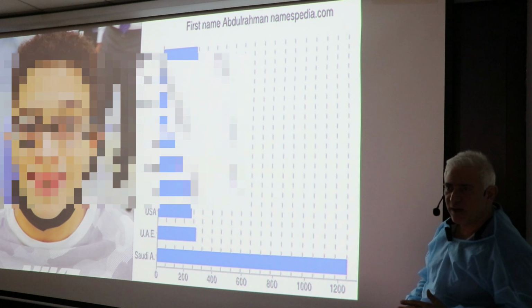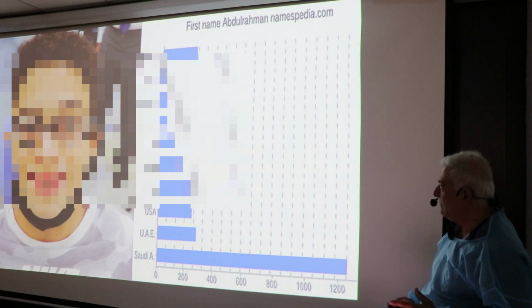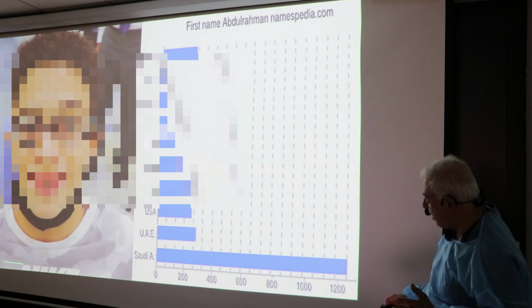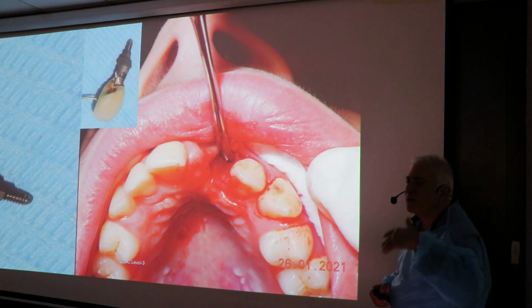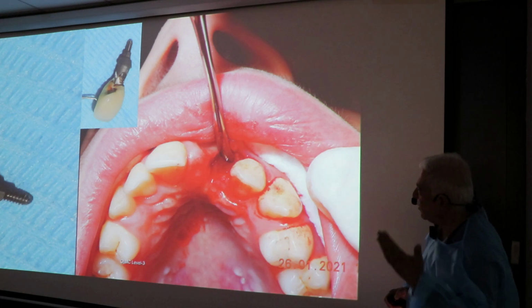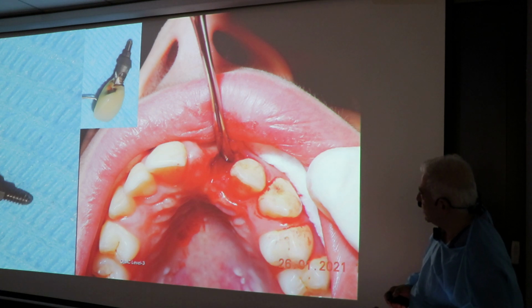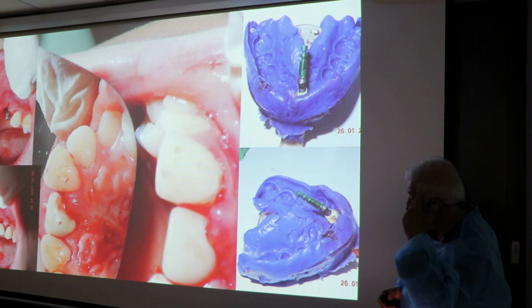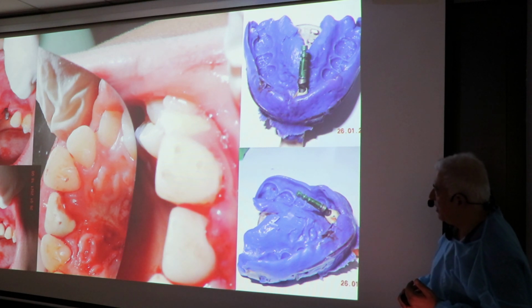This is the last one I want to send you home with. This young man, his name is Abdurrahman. To remember him, the name Abdurrahman happens to be more commonly used in Saudi, but he is from Egypt. So just to remember him, he's a cute little boy. He comes with an implant crown which is not nice looking, and he went to many places, they couldn't help him. The implant crown is shorter than the neighboring teeth.